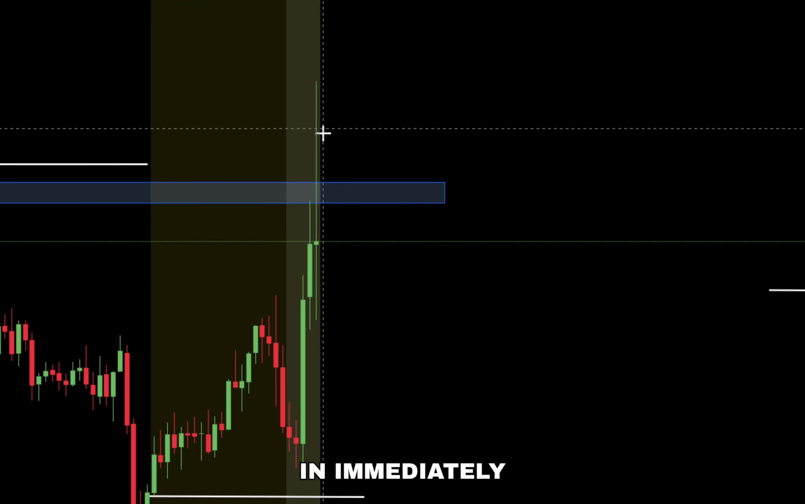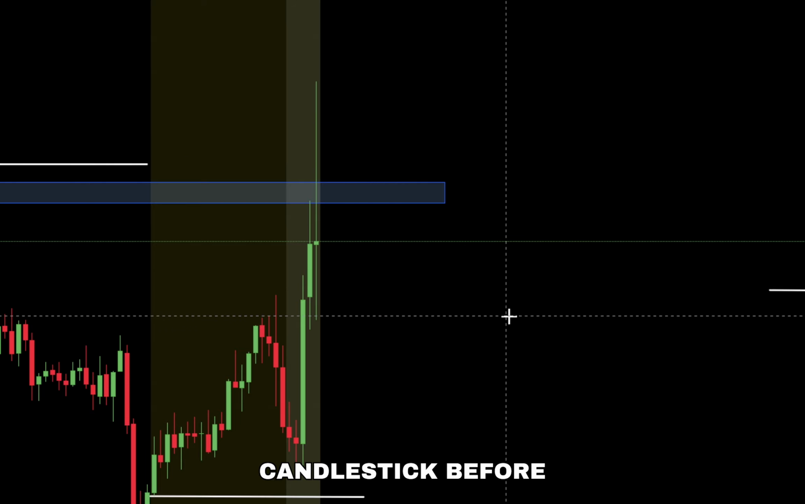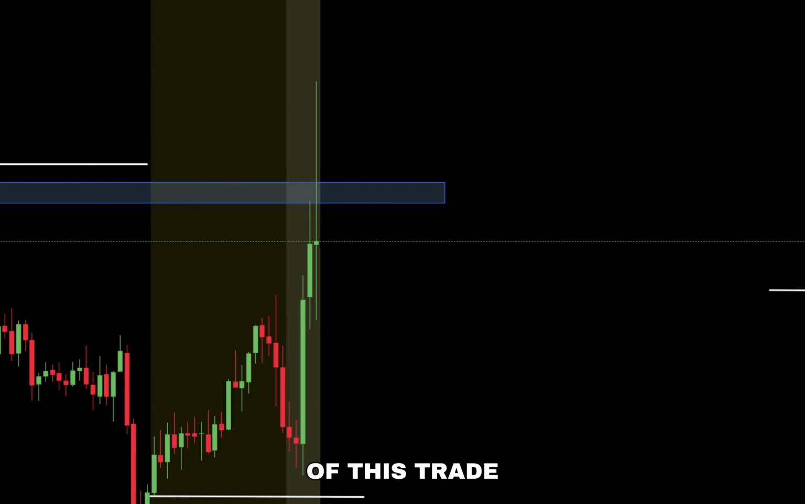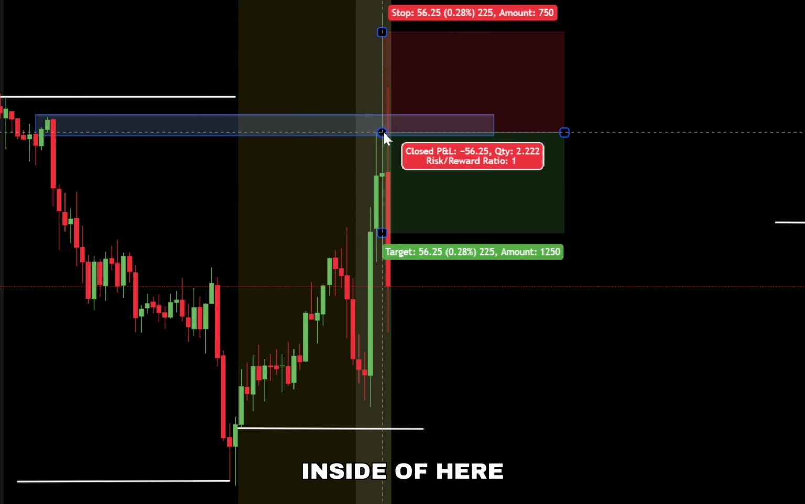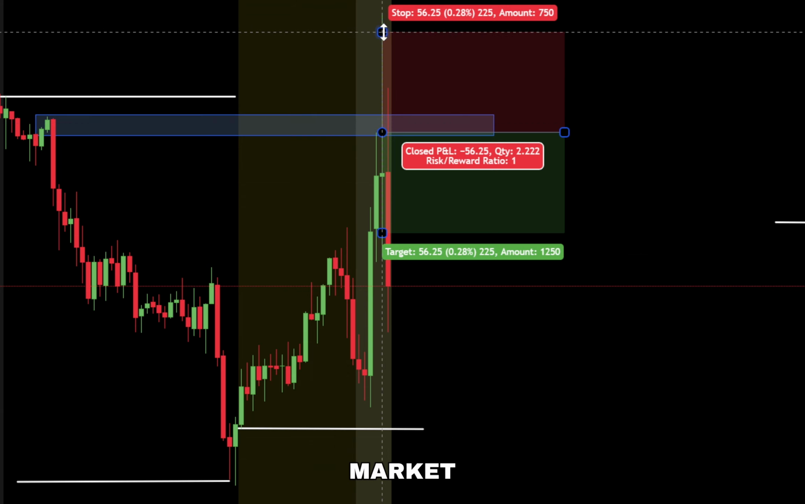I don't get in immediately. I want to wait for a rejection candlestick before getting inside of this trade. Right there inside of here, since we're back testing, it just happened like that. But inside of the live markets is different.